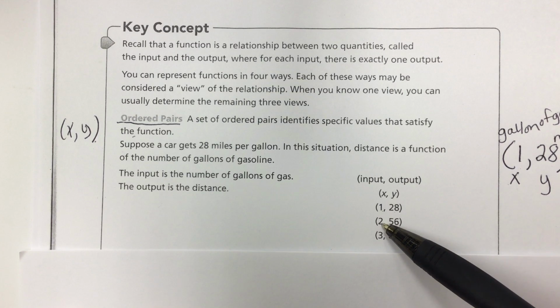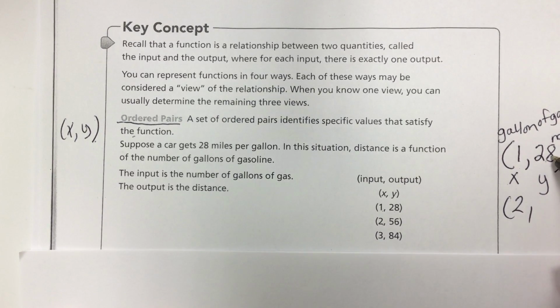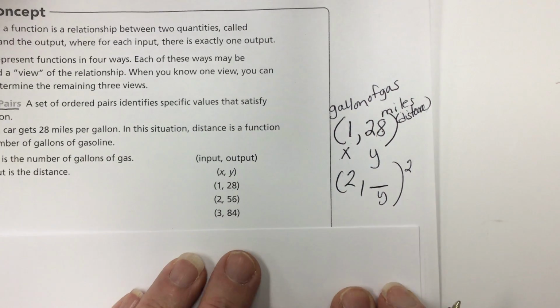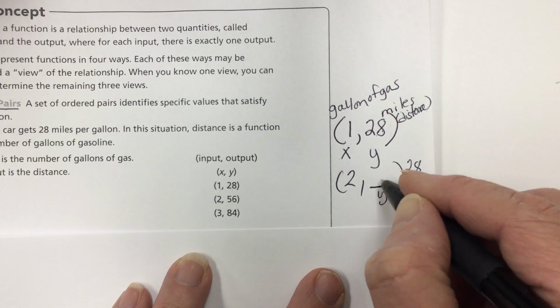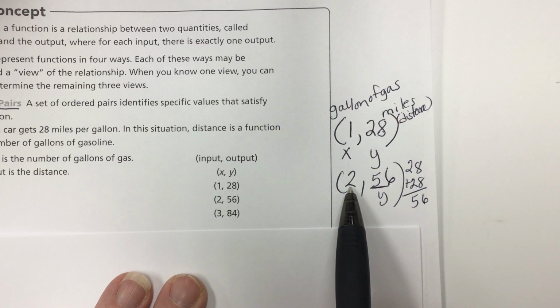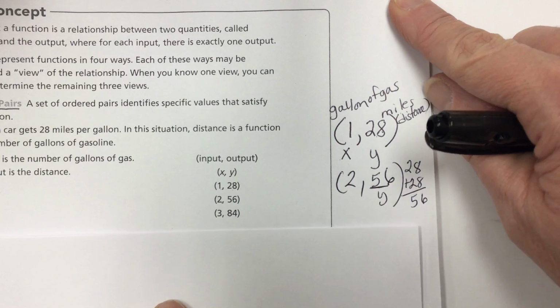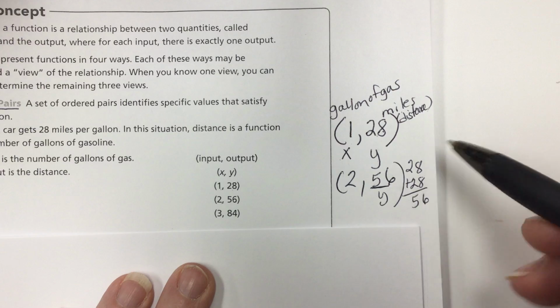Now, what if we put 2 gallons? Well, if the first gallon was 28, 2 gallons would be 28 plus 28. To get the output for 2 gallons, it would be 28 plus 28. So you can add that to the side. 28 plus 28 would mean we would get 56 miles if we put in 2 gallons of gas. Another way you could do it is you could also multiply 28 times 2. That's another way to get 56.